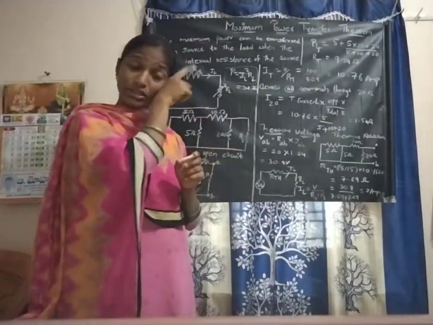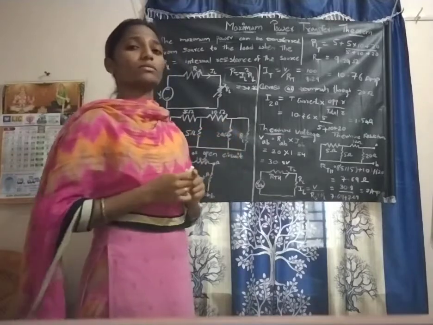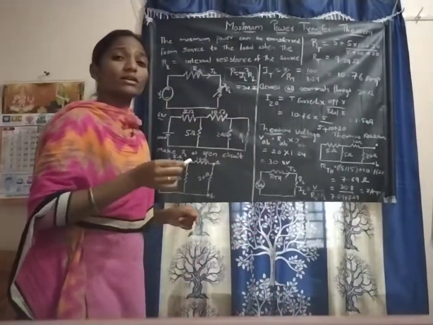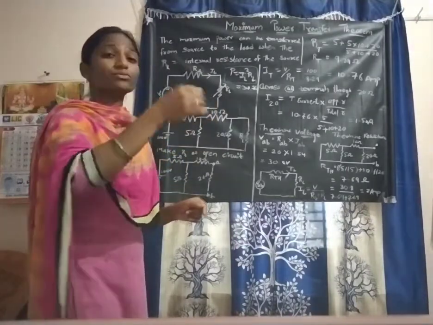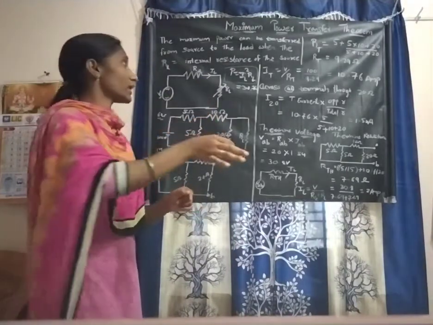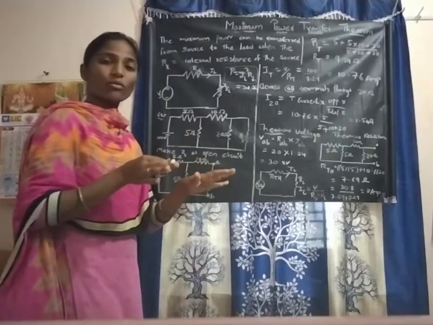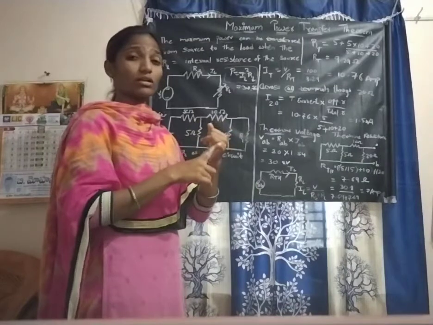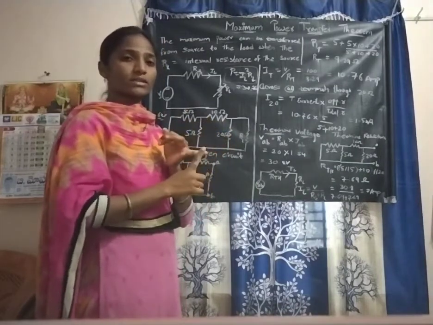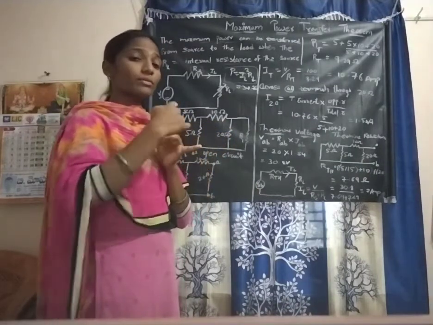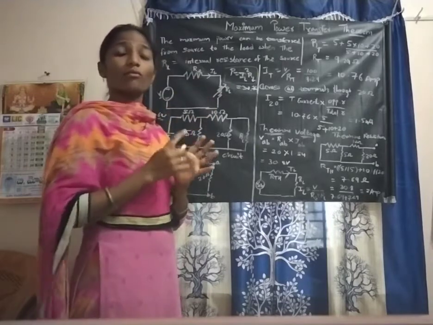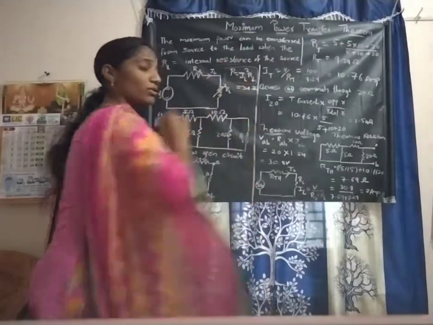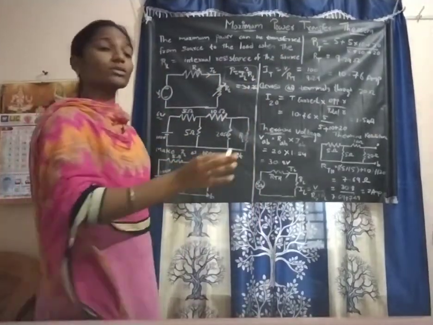So the statement of the maximum power transfer theorem is: the maximum power can be transferred from a source. What is meant by source here? The source may be a voltage, a current, or a resistance. The power transferred from a source to the load is maximum when the load resistance is equal to the internal resistance of the source. This is the statement of the maximum power transfer theorem.